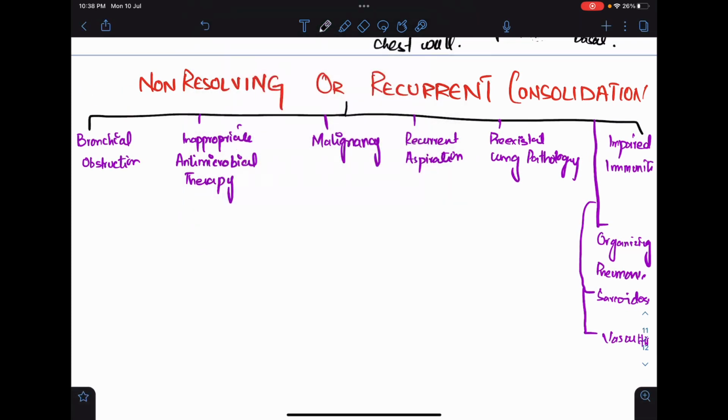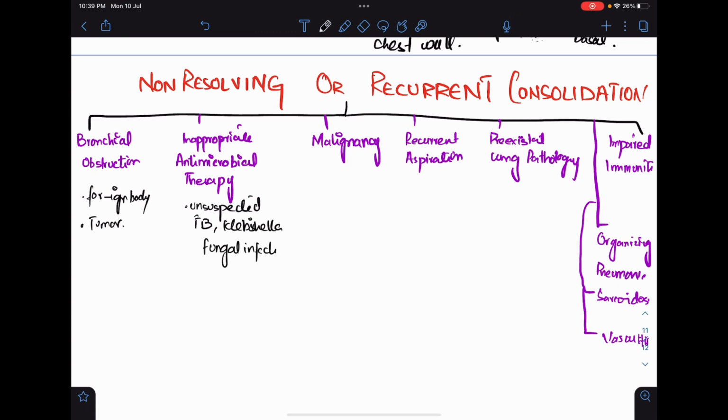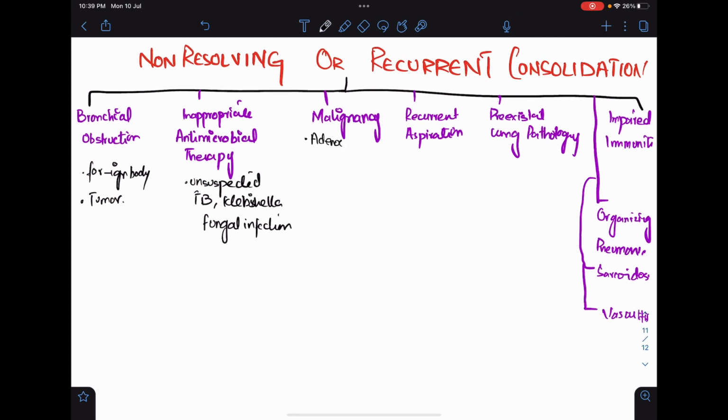Bronchial obstruction is caused by any foreign body or a tumor. Foreign body, mainly in children, who inhale any foreign body. So foreign body or a tumor. Inappropriate antimicrobial therapy occurs in unsuspected TB, Klebsiella, or fungal infected persons. Malignancy: adenocarcinoma and lymphoma.